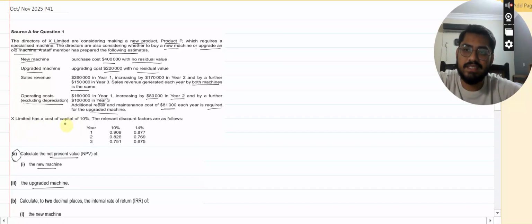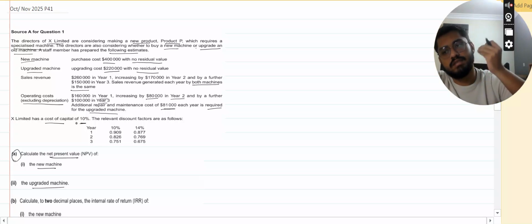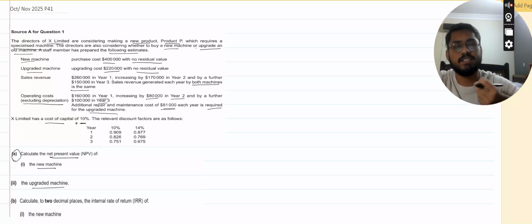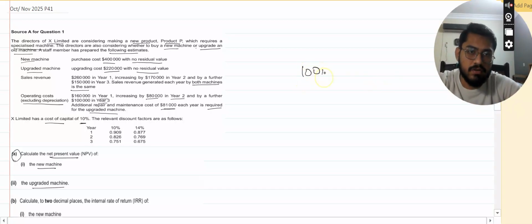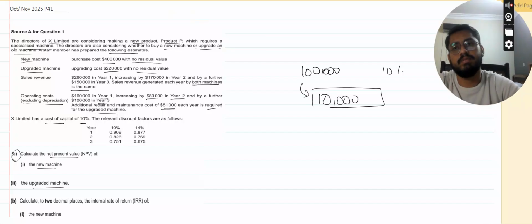Further, it says that X Limited has a cost of capital of 10%. Cost of capital is simply the rate of return that is expected or required by the investor. Let's say you are investing $100,000 in a business and your cost of capital is 10%. This means that you are expecting a $10,000 return on this investment. Simply, this is the meaning of cost of capital.